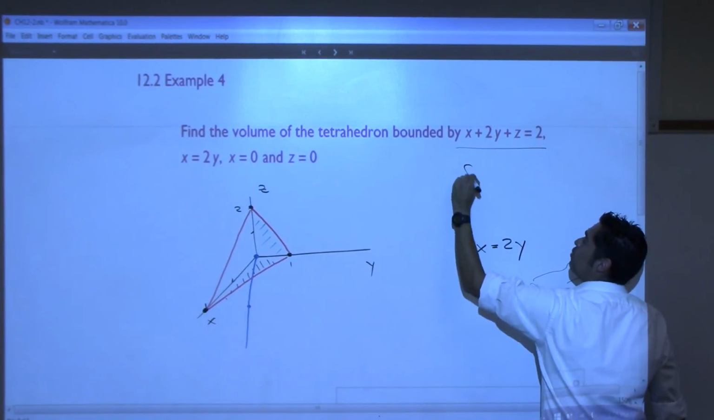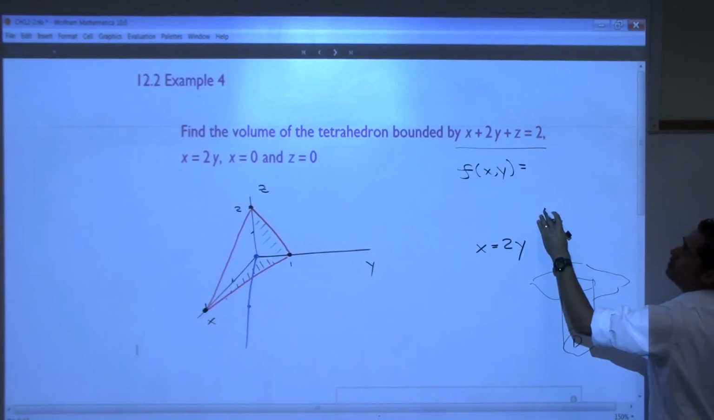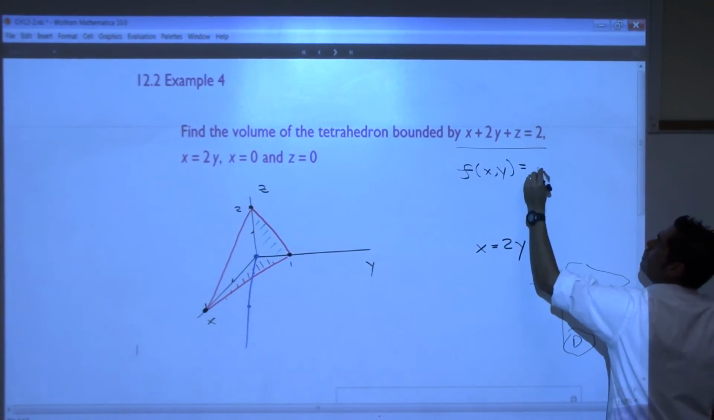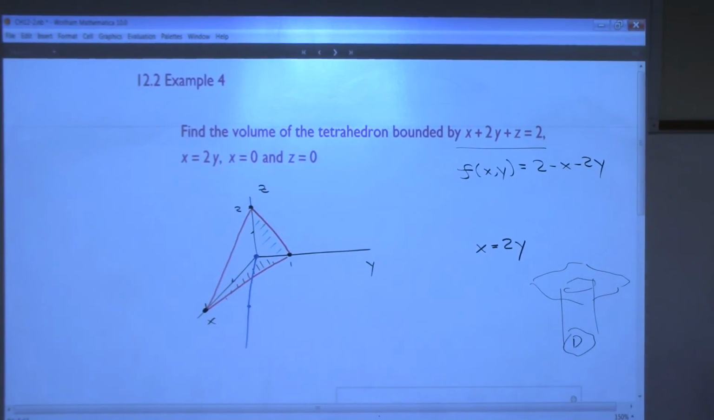As a function of x and y, this is 2 minus x minus 2y, right? If I solve that for z. So that, to me, is going to be the upper surface. I'm going to be trying to find the volume underneath it.